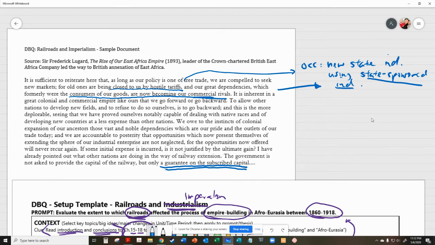In order to be able to compete with them, you have to be able to build railroads. So again, this is sourcing by looking at the occasion. You can even argue that's purpose as well, but either way, you see it in both influences here. Okay, so in this case, he is calling for also, let's see, more deplorable. This part here, in terms of talking about the British people capable of dealing with native races and developing new countries less expansive than ours.